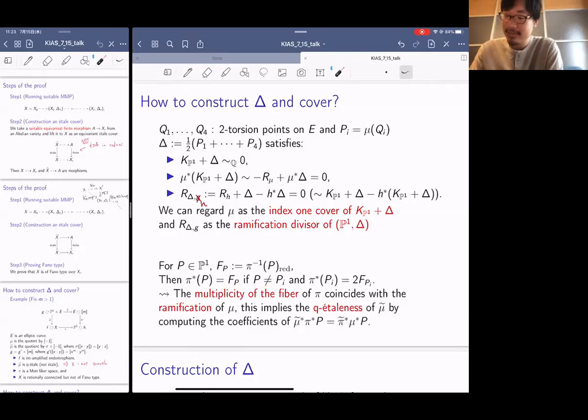And so this delta is related to the multiplicities of fibers of pi. Okay, in this case. And in this case, the multiplicity of fiber of pi coincides with the ramification of mu. And this equality implies the etaleness of mu tilde, by computing the coefficients of these divisors. P is a closed point of the projective line. Referring to this observation, we construct boundaries and covers.